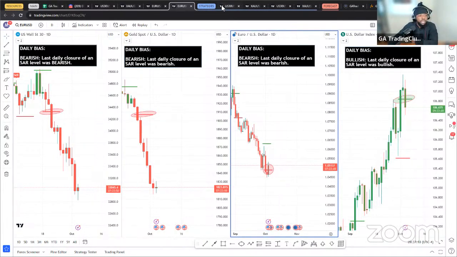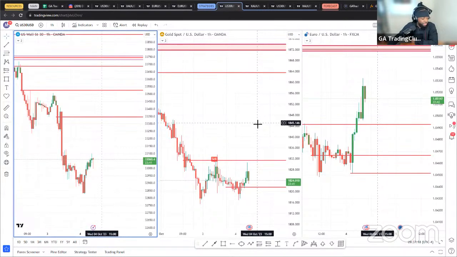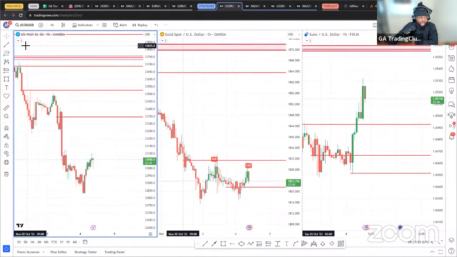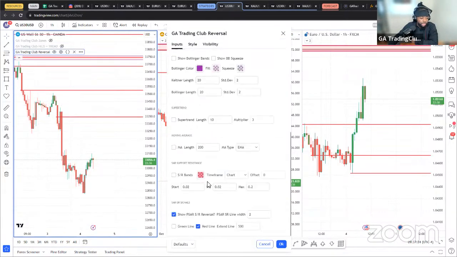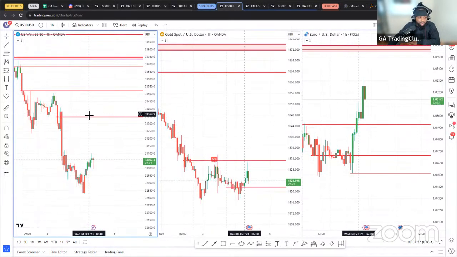From the daily time frame, I come down to the 1 hour and 4 hour. In the 1 hour and 4 hour time frames, I extend my SARs. For those of you who have any of my indicators, we have the SAR settings in all of them. Since I'm only interested in sells, I'm only interested in the red lines. I extend to the maximum of 500 candles, and then I look for anything that's at least a double.